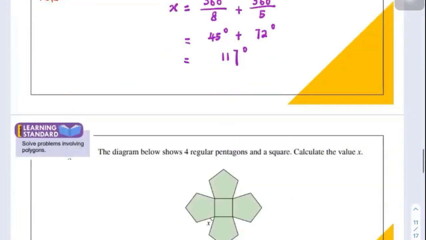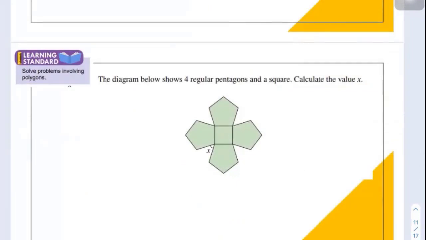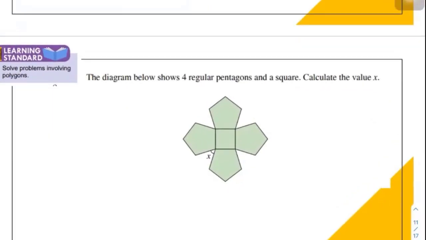Okay, good. So here is another question. This is a regular pentagon and a square. This one is the pentagon, you can see very clearly, and this is a square. So what is the exterior angle of this? How to find it? Any idea how to find the answer for this?